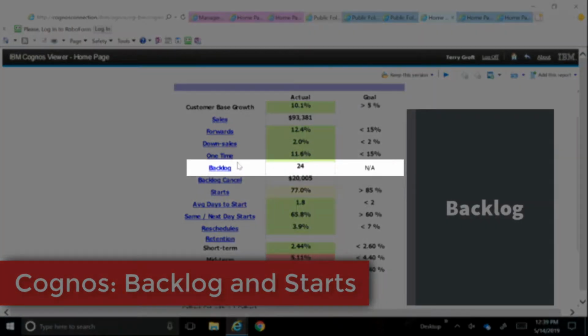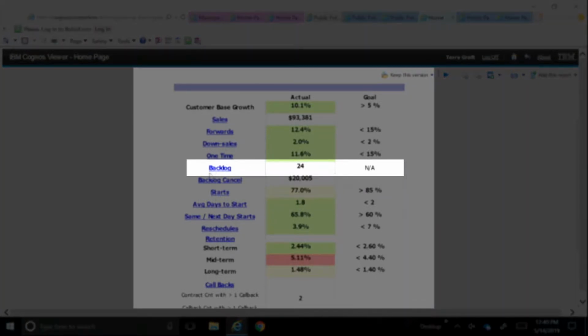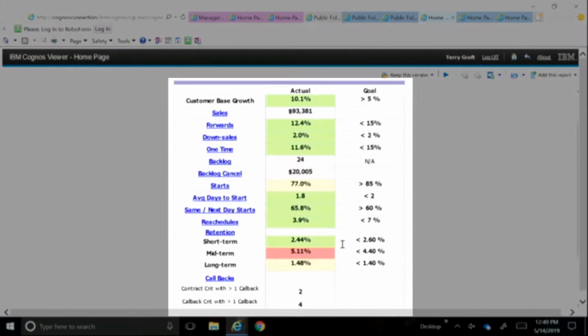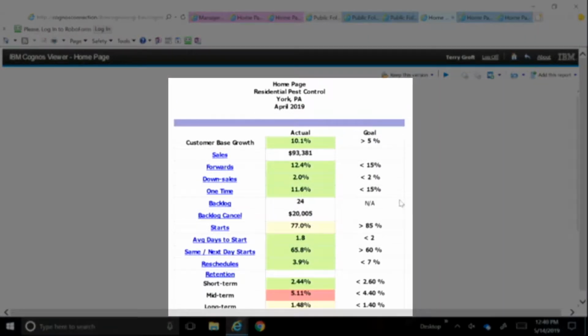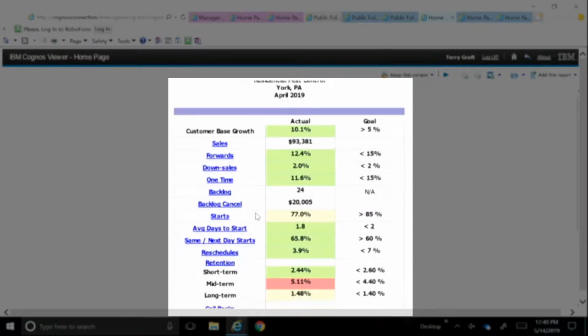Okay, so backlog. What you're actually seeing in backlog here is the number of customers in the current month that are still in backlog when you close the month. In this case, we're looking at April, and today is May 14th. So this is live right now, and we still have 24 customers that have not been started but are showing in backlog for this branch. And I'll show you what I mean by that.